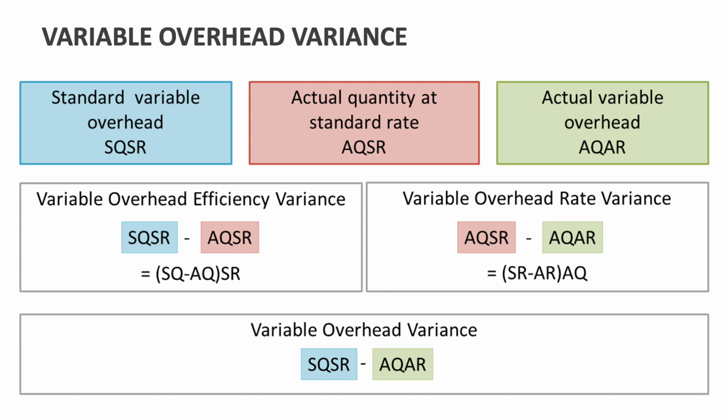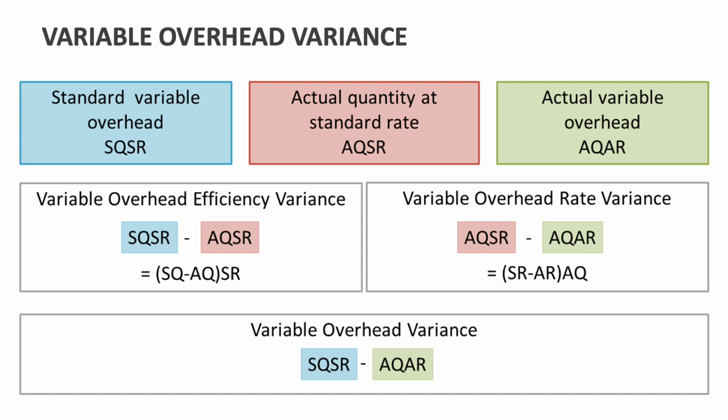So this will be some formula that you'll need to apply when you calculate the variable overhead variance. We'll have the standard variable overhead, in which you have the standard quantity multiplied by the standard rate, and then actual quantity at standard rate, and then we have actual variable overhead, in which you get it by taking the actual quantity multiplied by the actual rate. And then you will see the variable overhead efficiency variance. So that's the formula that we will apply.